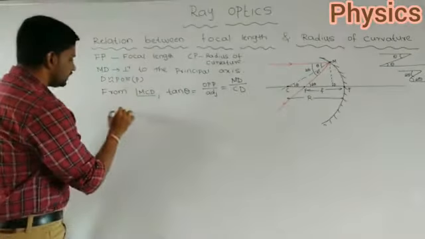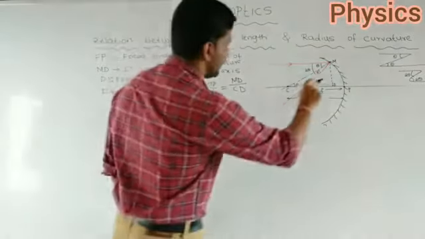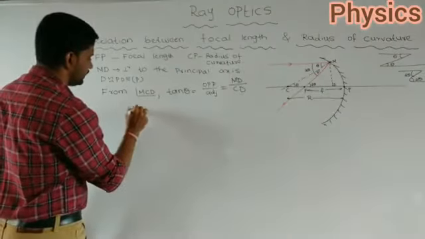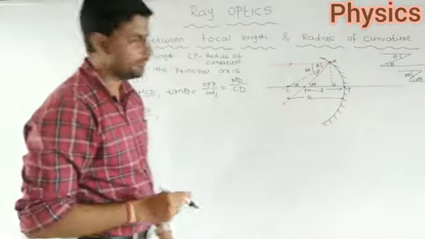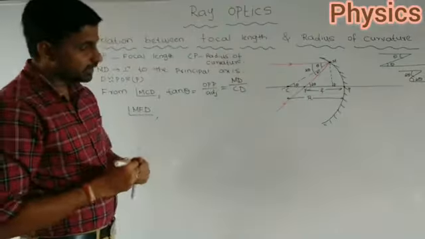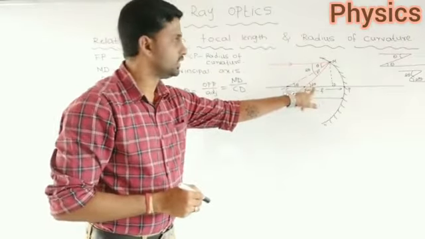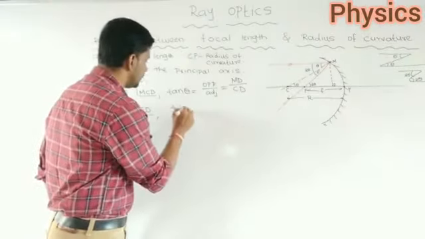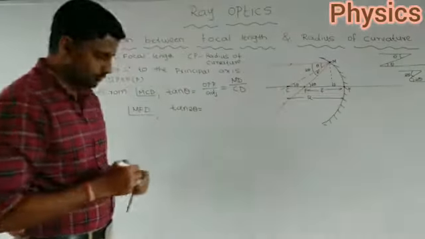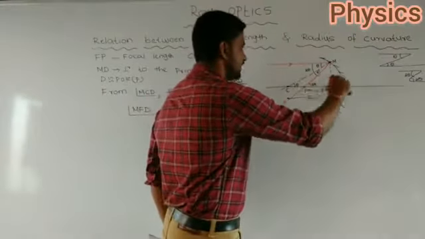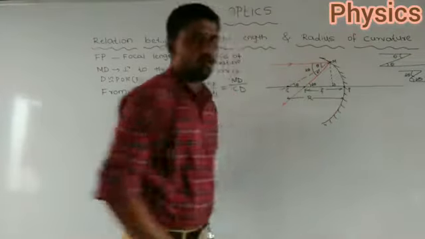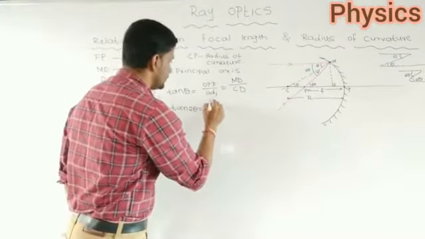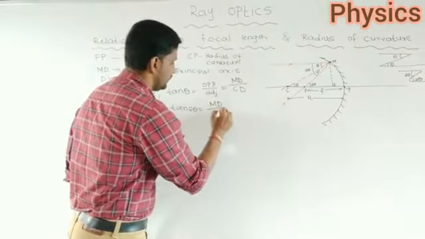Next, from another triangle, MFD. In MFD I am also taking the tangent, but here the angle is 2 theta. In the triangle MFD the angle is 2 theta, so tan 2 theta is equal to opposite by adjacent. In this triangle MD is the opposite and FD is the adjacent. So tan 2 theta is equal to MD divided by FD.